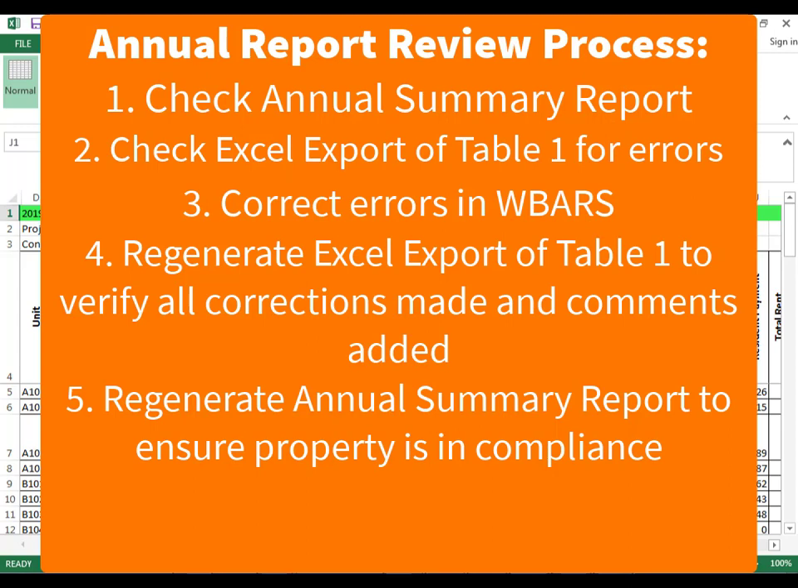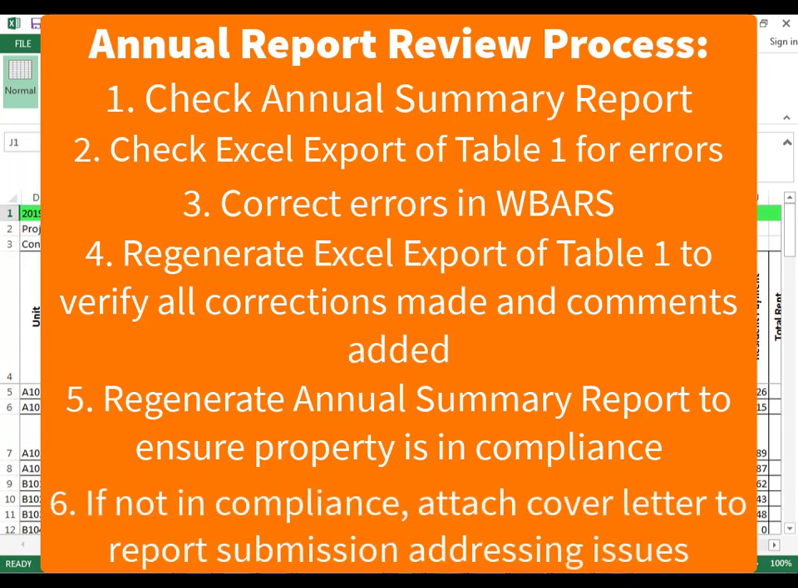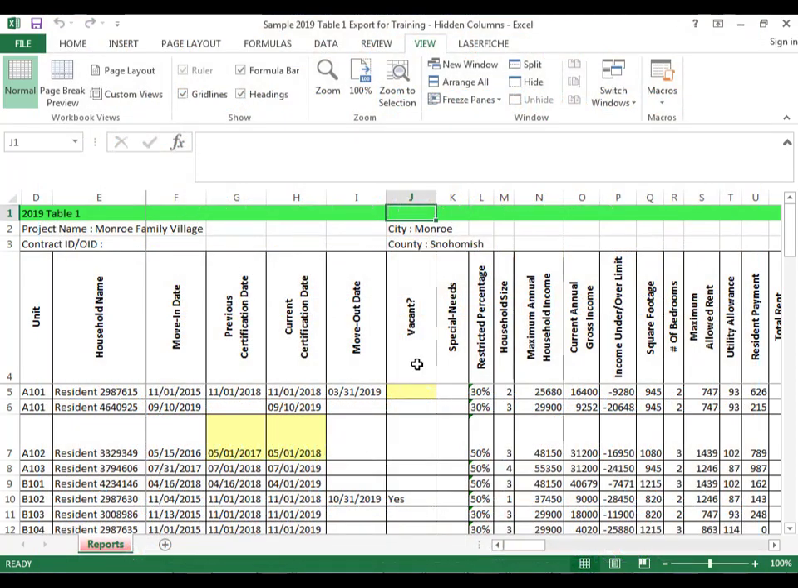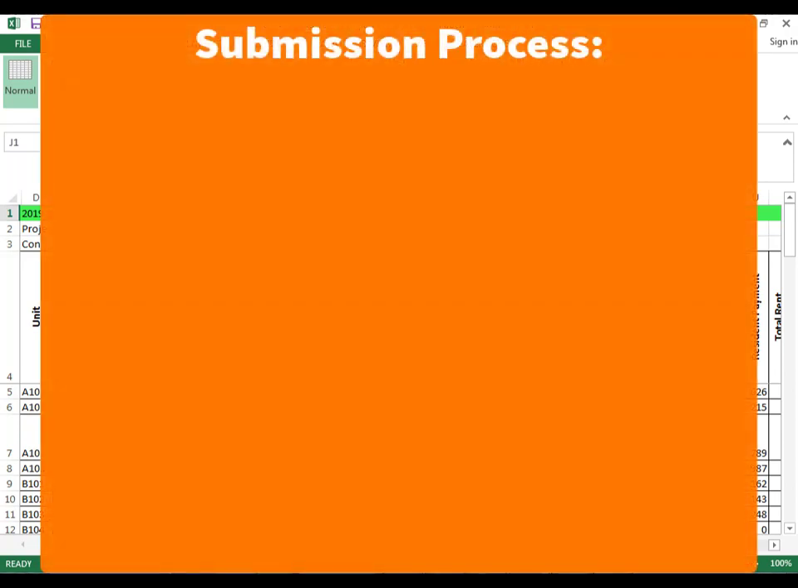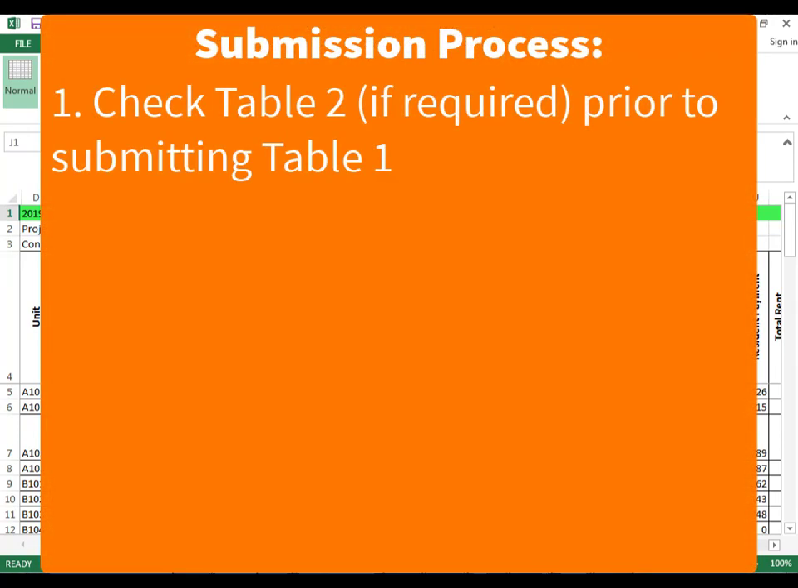Is it showing your property in compliance? And if it's not, is there something there that you need to explain to your funder in a report cover letter so that they're aware of an identified issue and how you expect to correct it? Before you're submitting your Table 1, everything looks good, keep in mind if you have to do Table 2 that you should check that table, and the things that generate from Table 1 forward to Table 2, that everything looks good as a good starting point for Table 2 before you go and submit your Table 1.